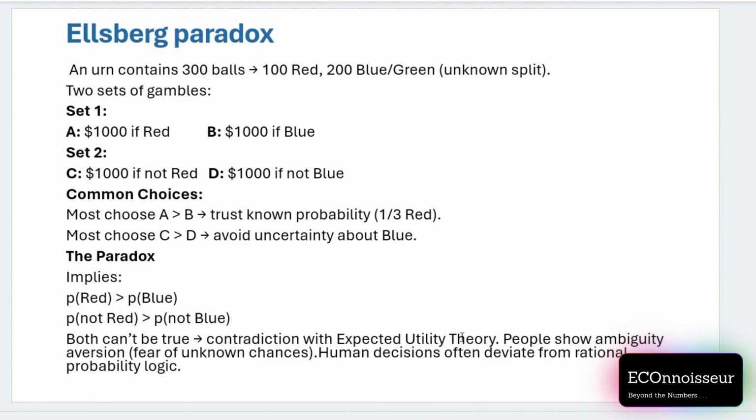This contradicts expected utility theory, because expected utility theory says that simultaneously we cannot choose two contradictory lotteries. People show aversion or fear of unknown chances. Human decisions often deviate from rational probability logic. In this case, the people don't think of the rational probability logic. They don't think rationally. They just choose from their intuition, and they choose the certainty they have.